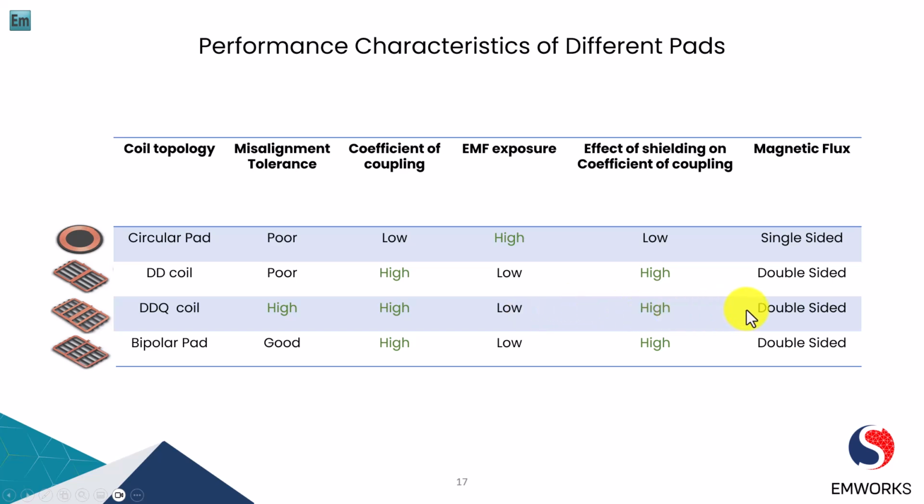Like the DD coil, it is also a double-sided pad topology. And finally, the bipolar pad has a good misalignment tolerance and a high coefficient of coupling, but it provides low EMF exposure and high shielding effect. It is also a double-sided pad topology. In terms of magnetic flux, the DDQ coil and bipolar pad provide the highest magnetic flux. However, the DD coil is more expensive and generates more heat due to an additional coil.